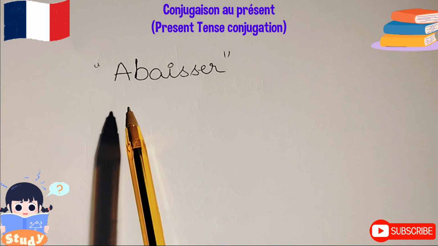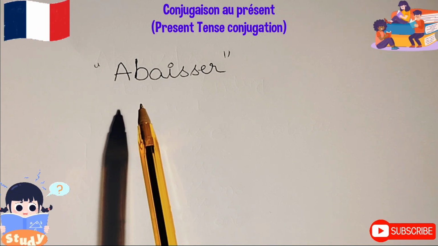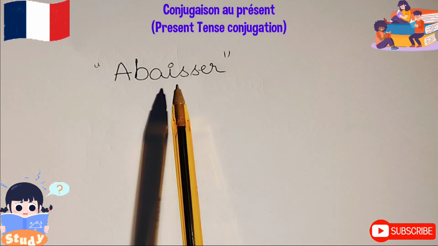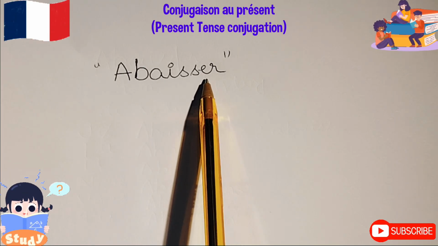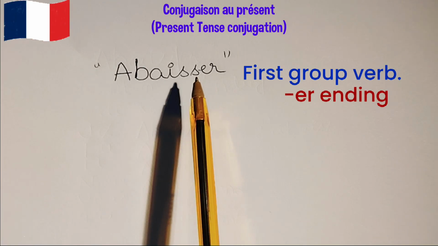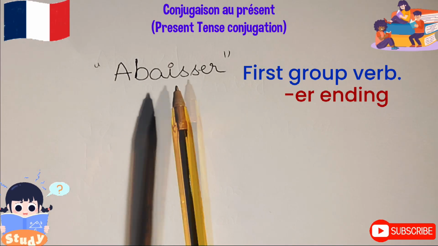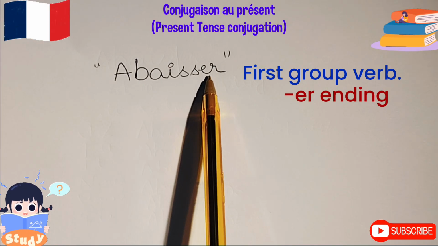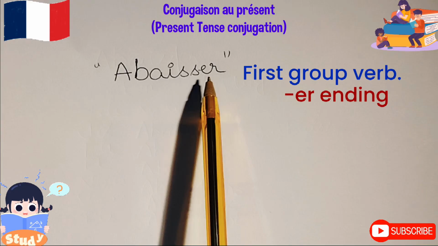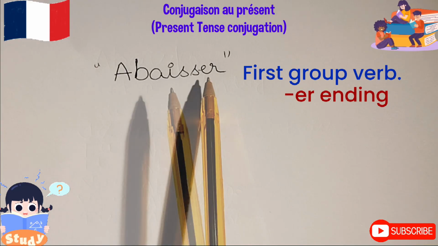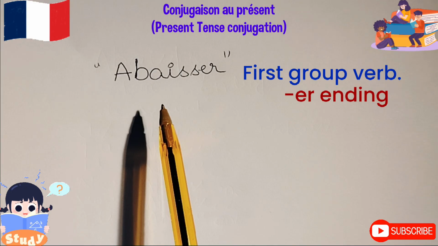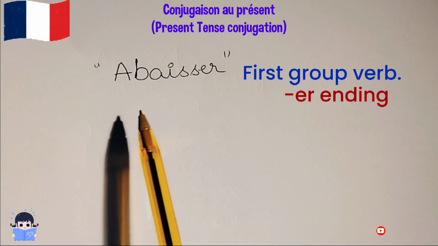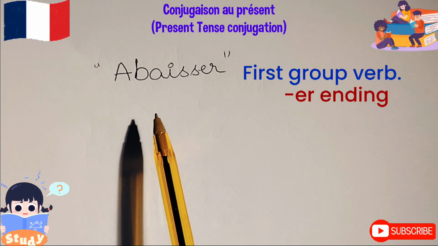The verb abaisser is a first group verb. That means, in the classification of the French verbs, the verbs which have an ending er are called first group verbs. It's quite easy to conjugate the first group verbs in the present tense. Now let us see the rule behind the conjugation of the French verb in the present tense.